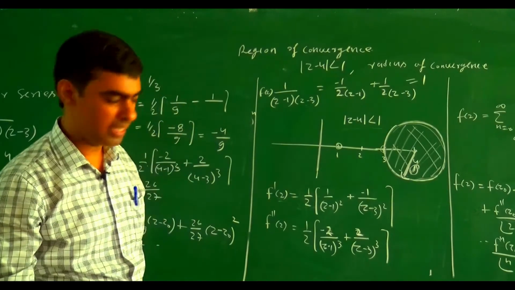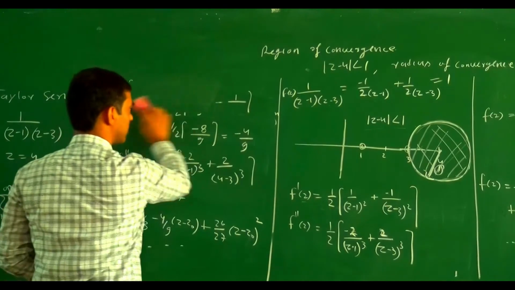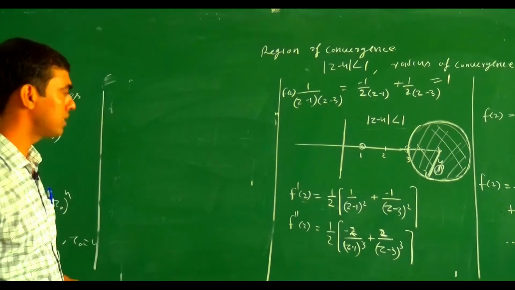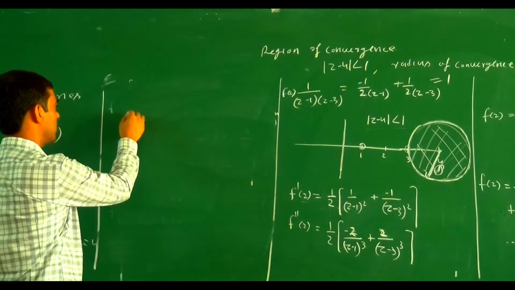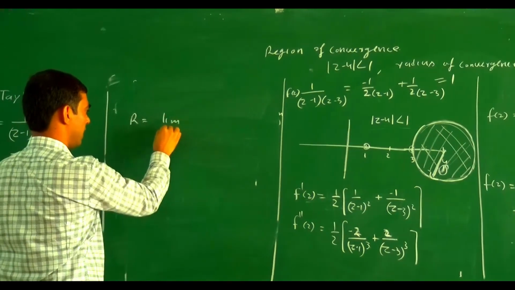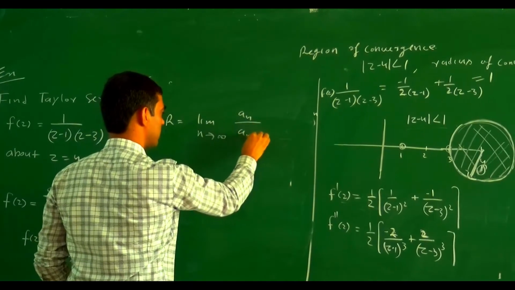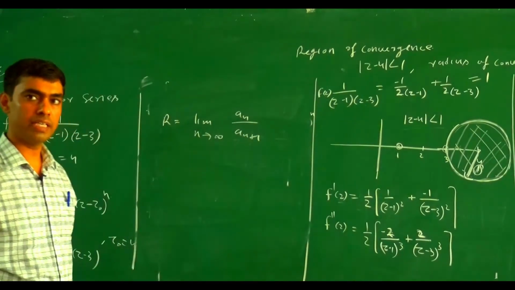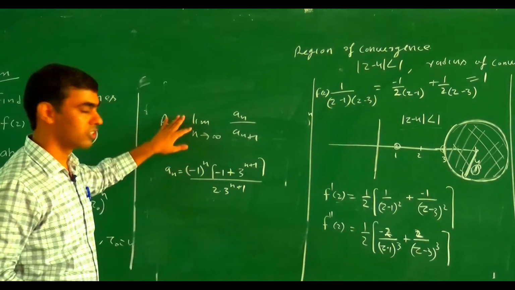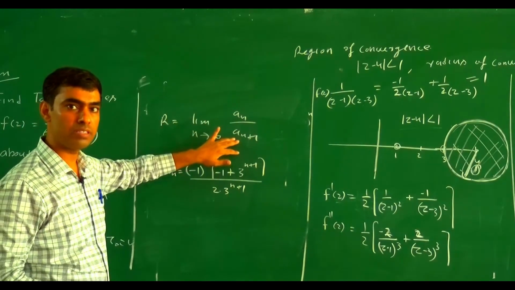1. You may also find the radius of convergence using the expression that we discussed earlier. How to find the radius of convergence? We know that the radius of convergence by the ratio test, the value of R equals the limit as n tends to infinity of a_n upon a_(n+1). What is the value of a_n? Earlier we discussed the value of a_n. So what is the formula? This is the formula: R equals limit n tends to infinity a_n upon a_(n+1).